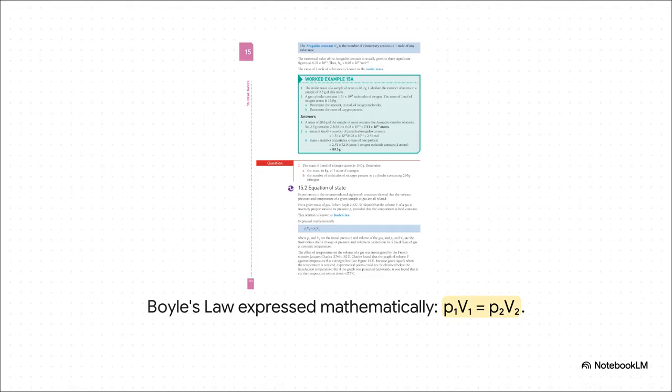And the math behind it is actually pretty elegant. P1 times V1 equals P2 times V2. All this means is that the pressure times the volume you start with is going to be the same as the pressure times the volume you end up with. This simple little equation is incredibly useful. If you know any 3 of those values, you can always figure out the 4th.